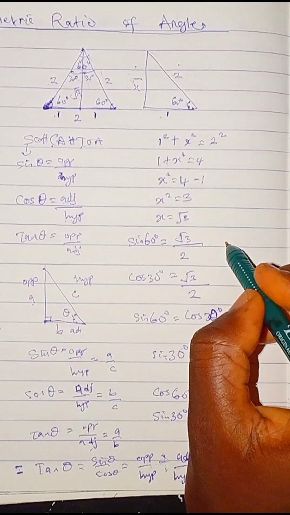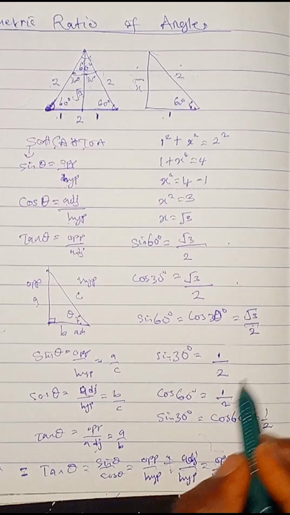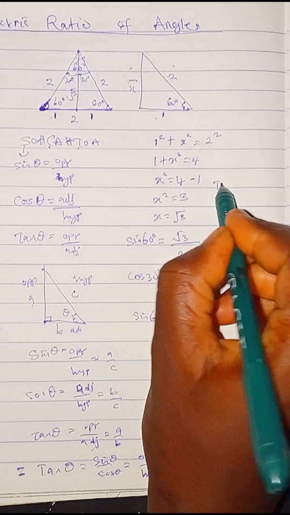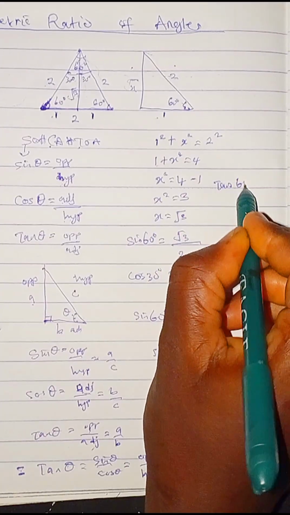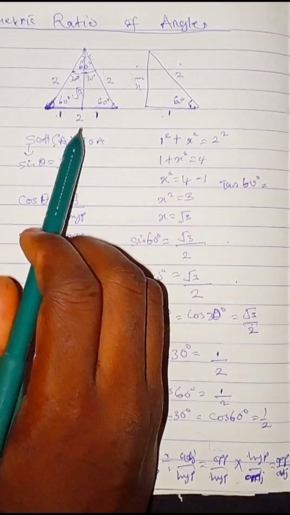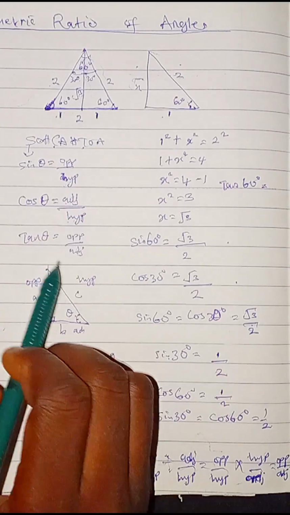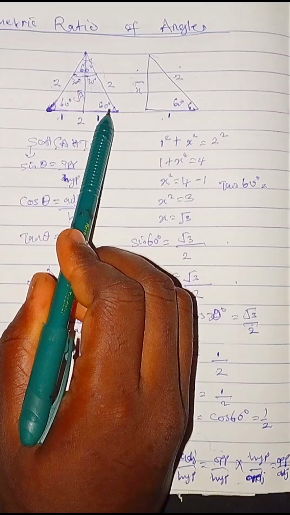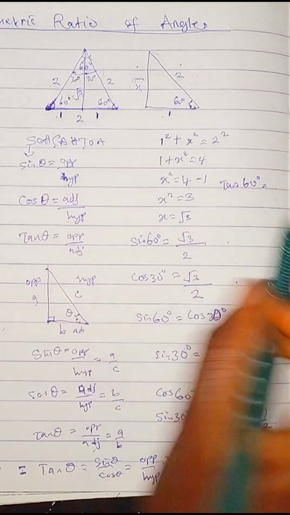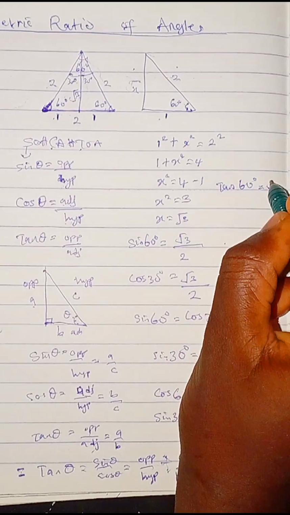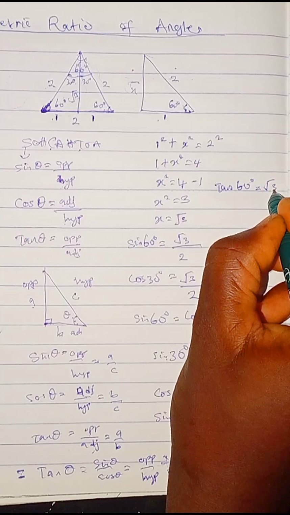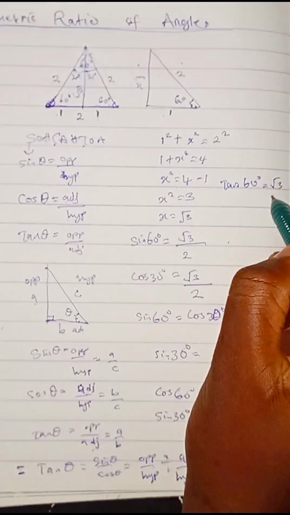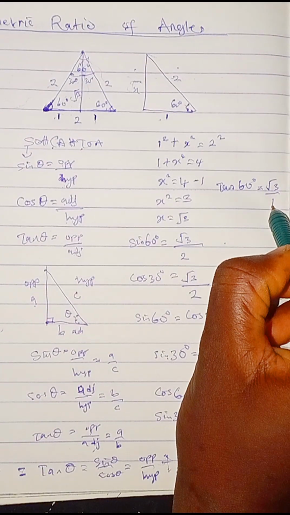So, notice, what is tan 60 degrees from here? Tan 60 degrees is opposite over adjacent. This is the 60. Where is the opposite of 60? Square root of 3. This is the opposite. This is the adjacent, over 1, which is just square root of 3.